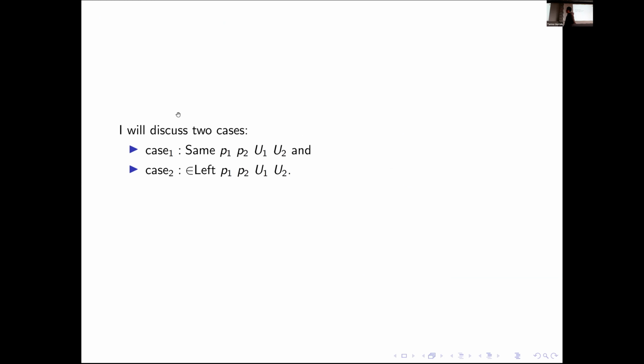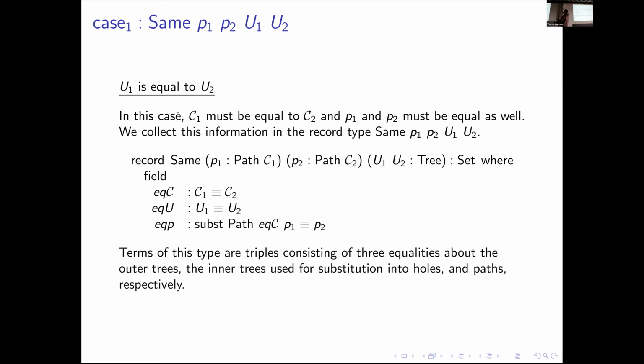Now I will discuss two cases. The first case is when U1 is equal to U2, and this case is pretty straightforward. Here U1 is equal to U2, C1 is equal to C2, and their paths should also be equal. We collect this information in this record type, with just the three equalities we just mentioned.